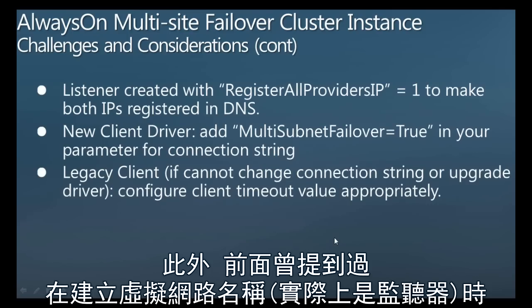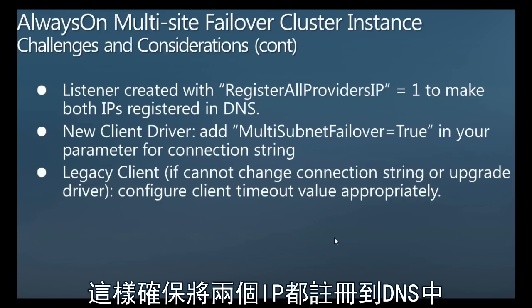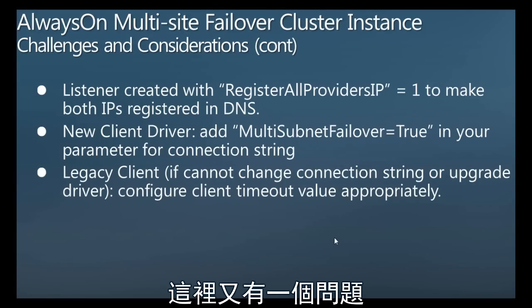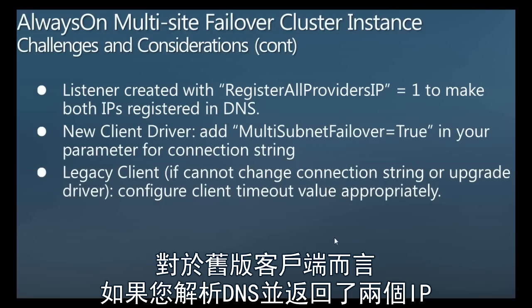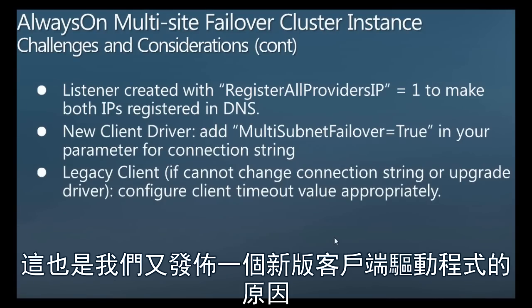And also, I mentioned when we create the virtual network name, which is actually the listener, we set register all provider's IP equals to 1. So this will make sure we register both IPs in DNS. So here brings another problem, because for the legacy client, if you resolve the DNS and come back with two IPs, it will randomly try one IP first, waiting for the timeout, and try the second IP. So that's why we also shipped a new client driver.